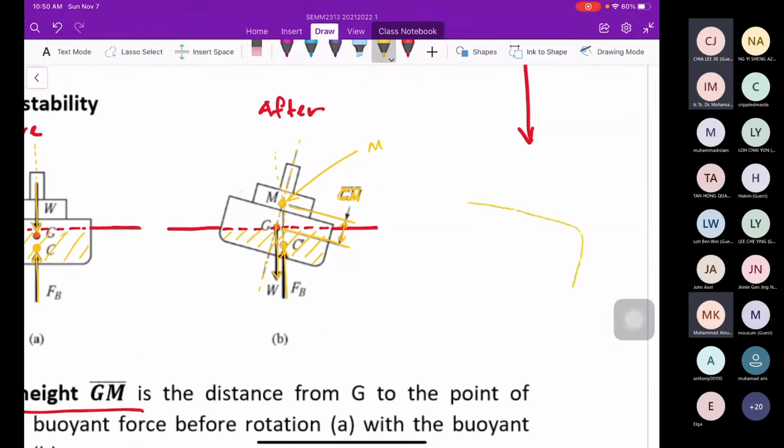Okay, this is the boat. This is the G, and this is the C. The C is upward. The force at C is the buoyancy force, FB, and this is the weight. You can see they are pulling each other. If you try to give the rotation in this way, it will restore the position. That is why this boat is stable.